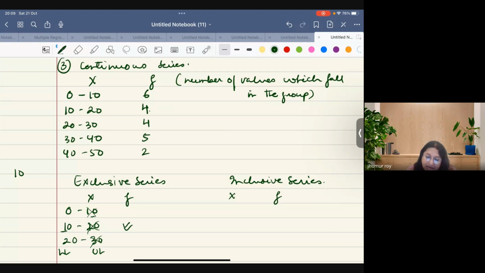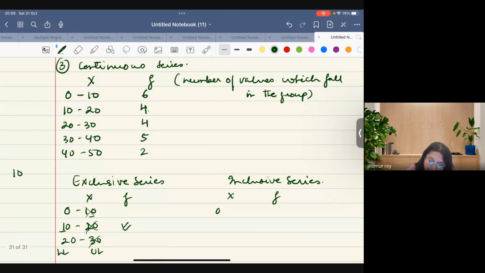Now what happens in an inclusive series is that you will not write the values like this. You will write it as 0 to 9, 10 to 19, 20 to 29. Here also, a value of 10 will come here only. But here, if you see, it is very clearly written only till 9. So all numbers from 0 to 9 are taken in this, and all numbers from 10 to 19 are taken in this. So exclusive means we do not take the upper value. In inclusive, we take the lower value also, and the upper value also. Is the difference clear between the two series? Because your questions will be on this.